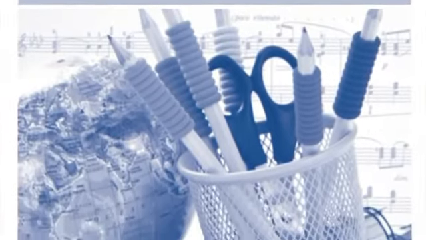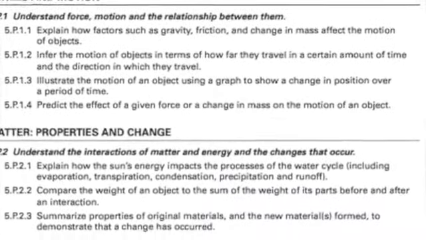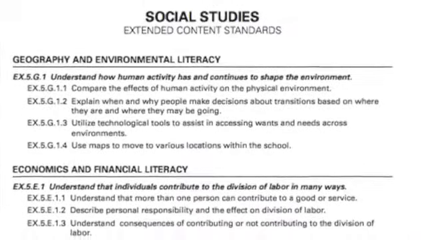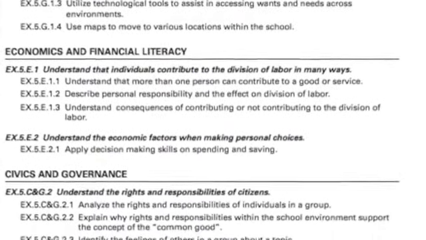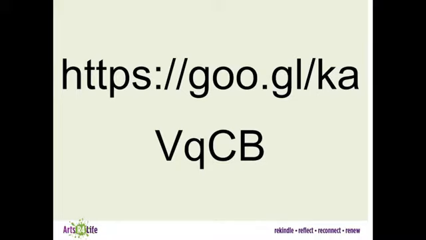Quick reference guides for the North Carolina Standard Course of Study. The quick reference guides for the North Carolina Standard Course of Study are available in sets for K-5 or 6-8 and serve as a resource for teachers as they plan instruction to implement the North Carolina Standard Course of Study across multiple disciplines. They are available free as a PDF download. If you want, stop the video now to go to the K-12 Instructional Tools page using the Google URL on the screen.